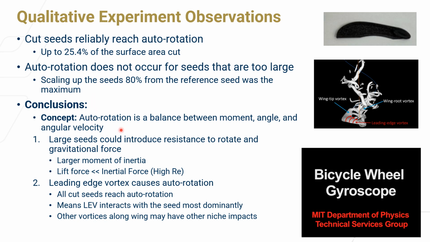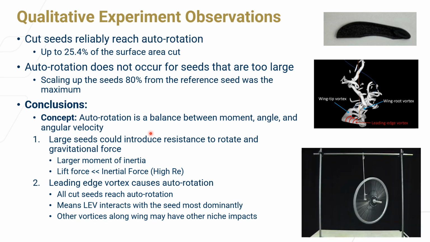The conclusions. First, we have to note that autorotation is a balance between moment, angle, and angular velocity. For a gyroscopic wheel here, we see that there's a moment, that the wheel spins at an angle, and at a given angular velocity. All these three values effectively balance out to create a gyroscopic motion. This might be harder for a larger seed though, because it has a larger resistance to rotate, a larger moment of inertia, and a gravitational force.